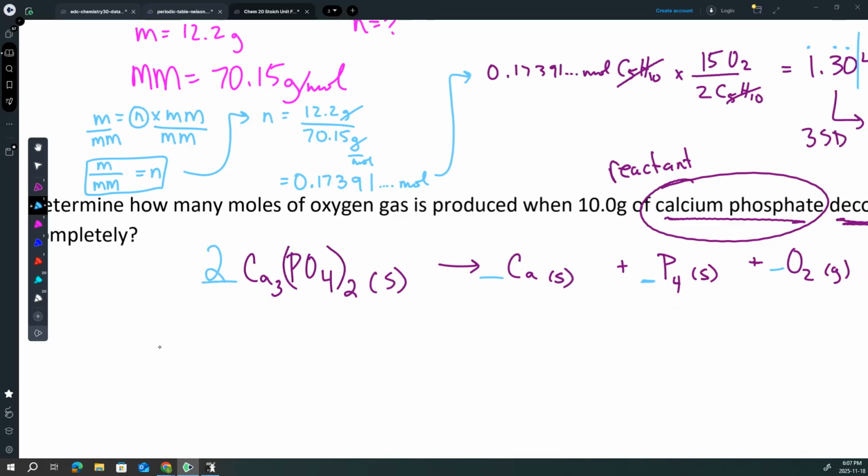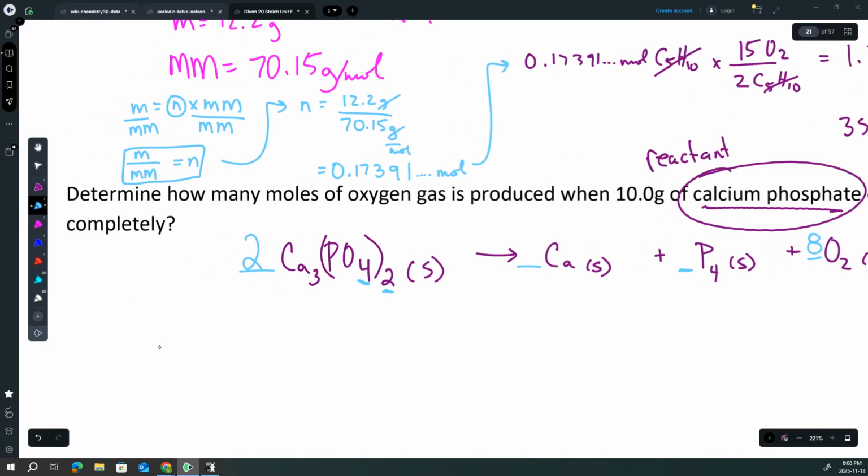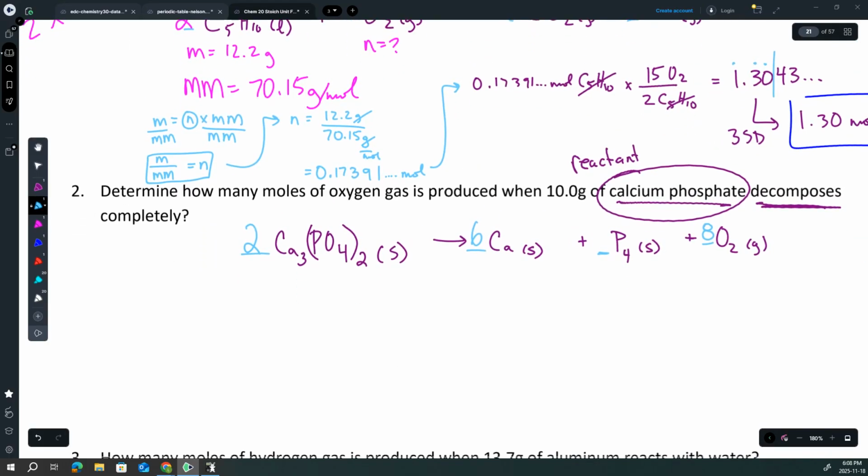For oxygens, now I have 4 times 2 times 2. So 4 times 2, that's 8. 8 times 2, that's 16. So I have 16 oxygens here. That means I need 16 coming out. So 8 times 2, that's going to be 16. All right. Calcium, we have 2 times 3, so that's 6. So I need 6 coming out because I got 6 going in. All right, now everything's balanced.